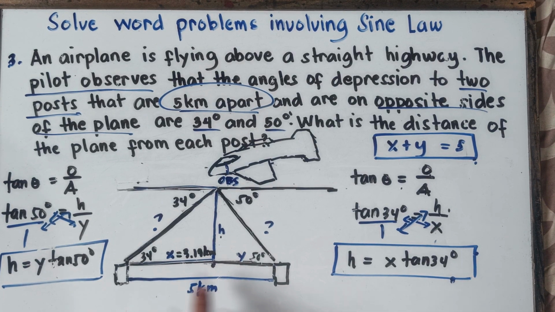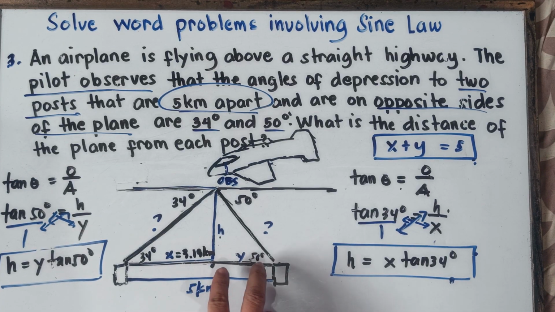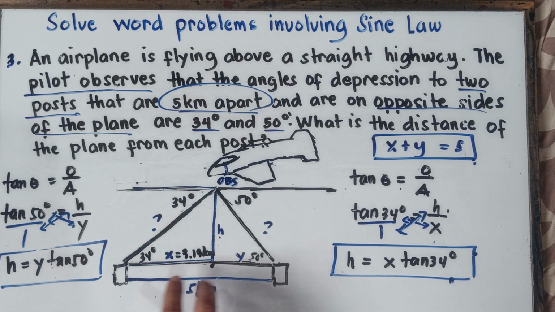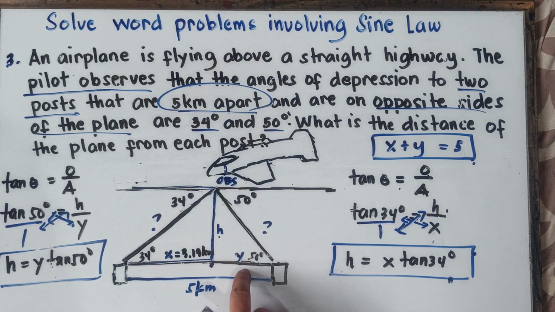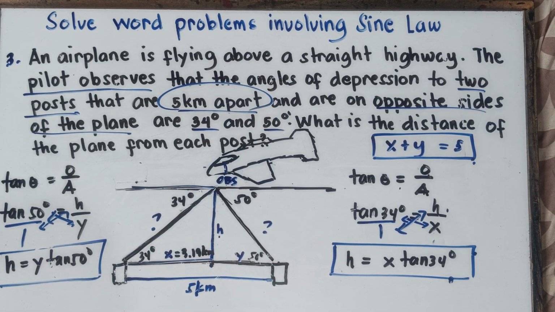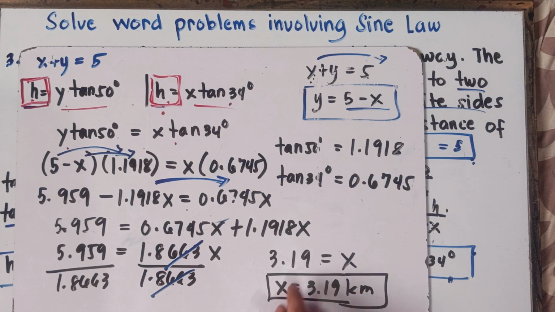Because we have given this one right here, 5 kilometers, basic math. To get this one right here, of course, we just simply subtract, right? 5 minus 3.19, and this will be the value. Basic math, class. Total is 5 kilometers. Now, to get this one, we just simply subtract, 5 minus 3.19, and this will be the distance, class. Or we can use this one to get the value of y. Simply substitute the value of x.